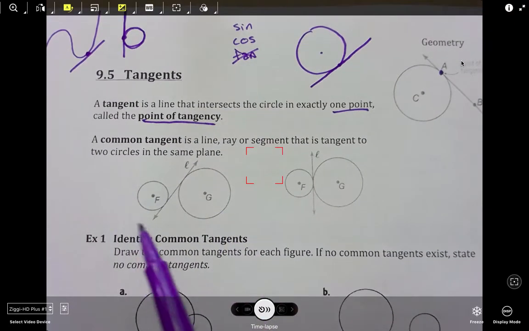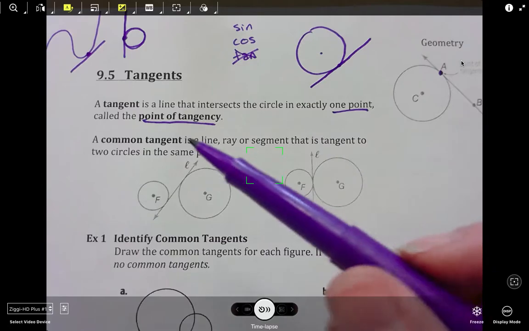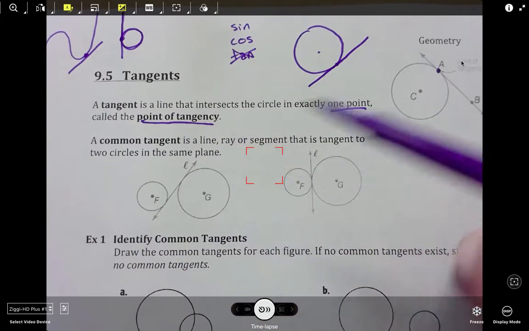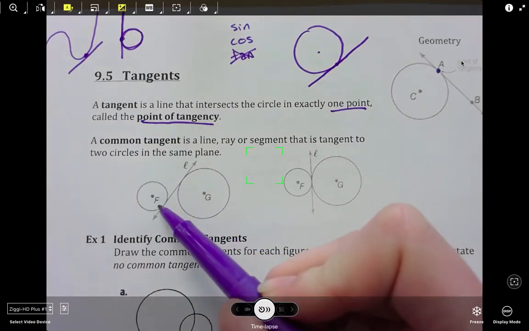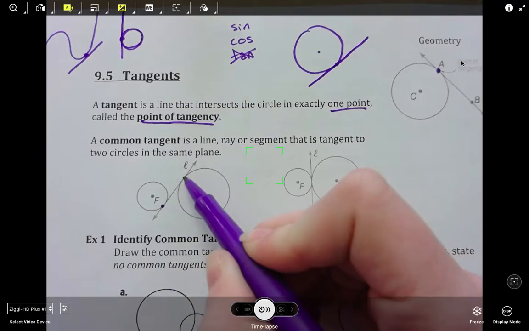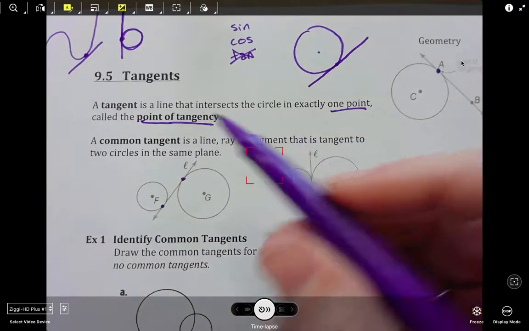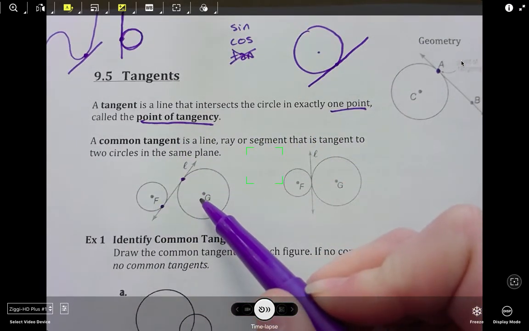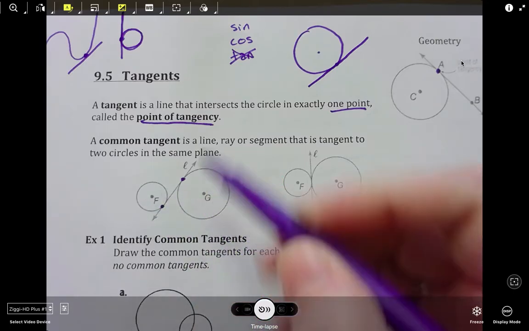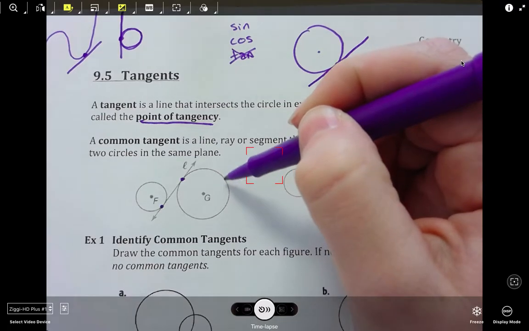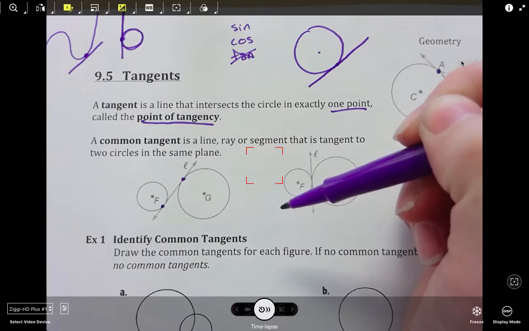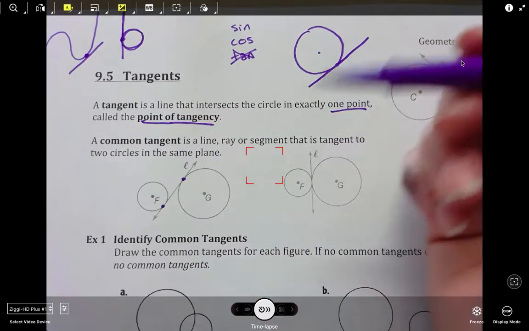When you have two circles at the same time, you can draw what's called a common tangent, which is a line that is tangent to both of the circles. So this one's touching here at one place and here at one place. If you imagine this is like a bike where you have two different sizes of tires, it kind of looks like a wheelchair almost, because the bigger wheel is at the back and the smaller wheel is at the front.